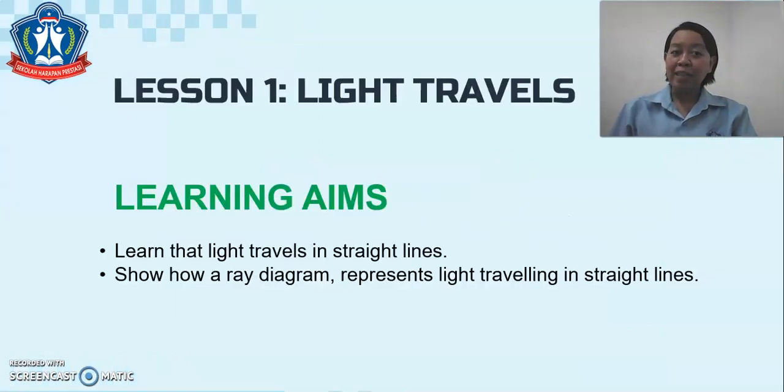For lesson 1, the title is Light Travels. Our learning aims are the following. Learn that light travels in straight lines. Show how a ray diagram represents light traveling in straight lines.